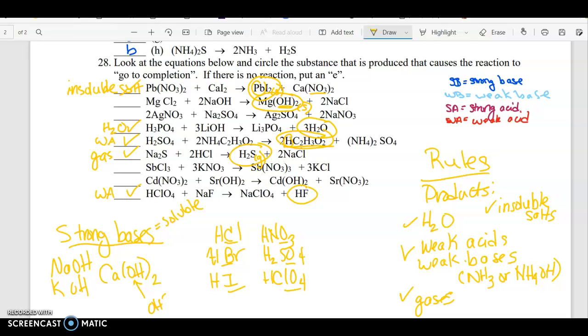Okay. Most silver salts are insoluble. So we've got another one. Insoluble salt. All right. And as we keep moving along, most hydroxides are insoluble. Again, here's another example. Cadmium hydroxide. It's not one of our strong bases. So I know this is a solid. Right? These are all solids. Insoluble salts.